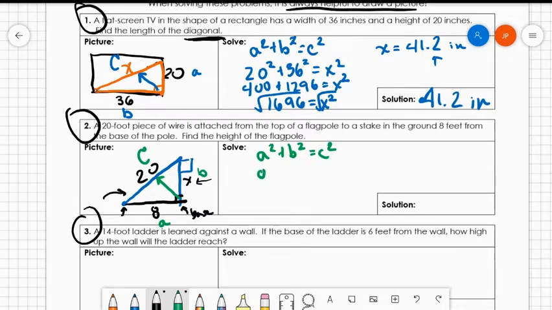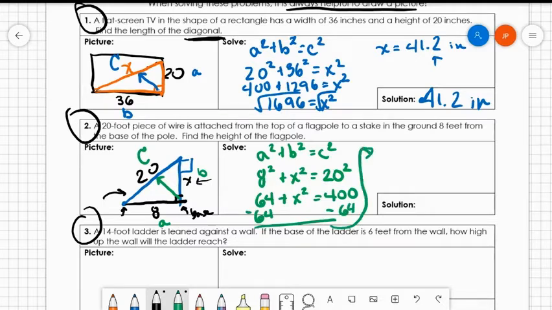So I'll put my 8 in for a, I'll put my x in for b, and I'll put my 20 in for c. So that's going to give me 64 plus x squared equals 400. And now I've got a little work to do because my x squared isn't by itself. So I've got to subtract 64 from both sides. Let me move my work up here. So that's going to leave me with x squared equals 336, and now I'll take the square root.